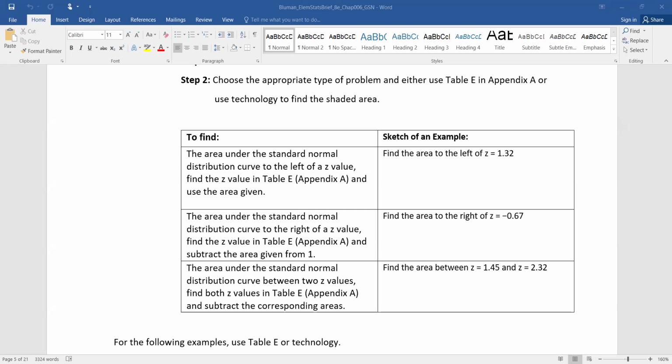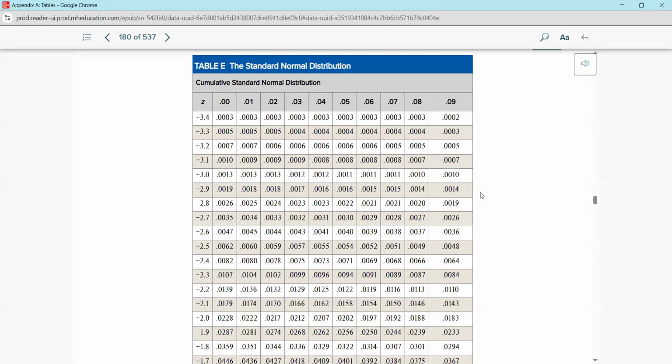All right, I think I got to it. Let me get to the top of it. All right. So you already have your notes in front of you. So I'm just going to switch gears over here so you can kind of see it. So this is how you use the chart. So this is Table E, Appendix A.